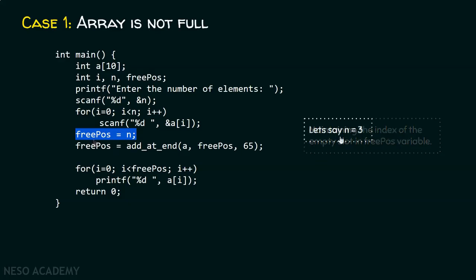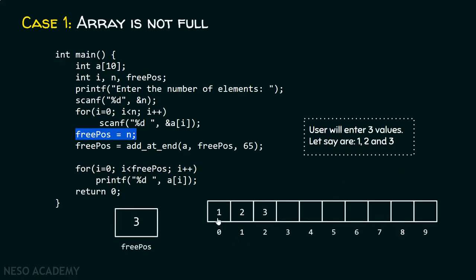Here is how it is maintaining the index. Let's say user has entered n equal to 3. After that, user will enter 3 values, of course. Let's say those values are 1, 2 and 3. And this is an array A which contains these values 1, 2 and 3. After this, you can see that index number 3 is empty, right? So this is the index we are maintaining here in free pose.